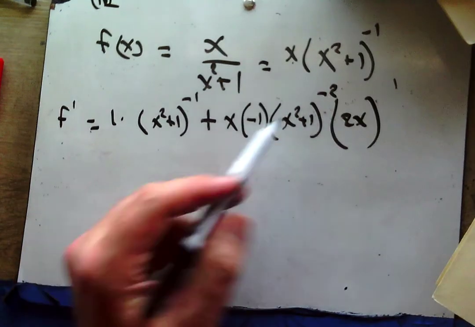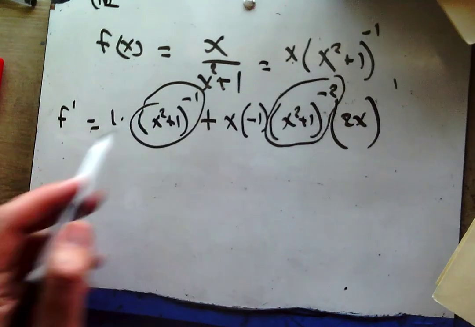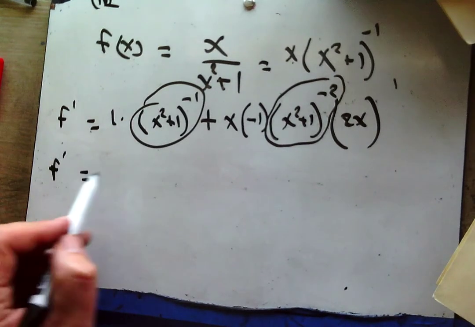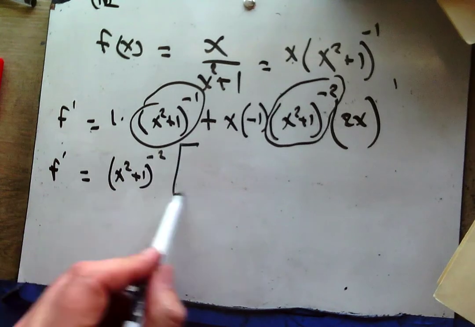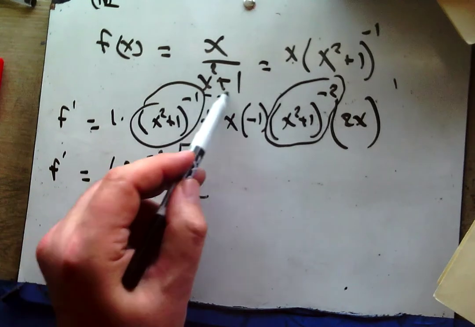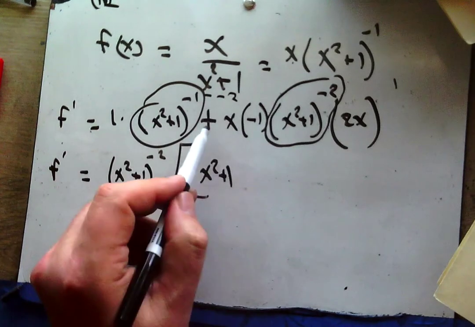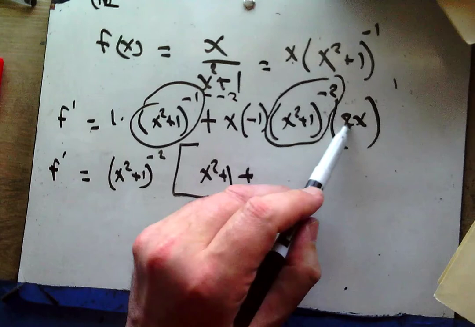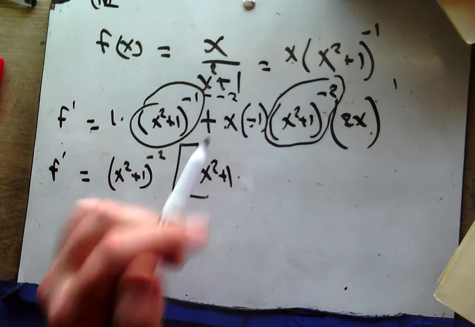Okay, I'm going to factor out that from both of these. So f prime is going to be x squared plus 1 to the negative 2. What's left over? I factored a minus 2 out, so I have an x squared plus 1. Then the plus sign. Now I've got 2x times minus x. That's minus 2x squared.